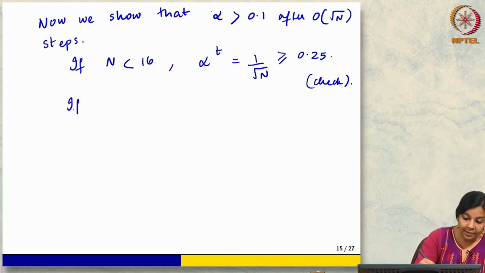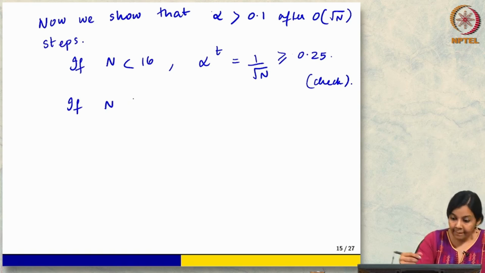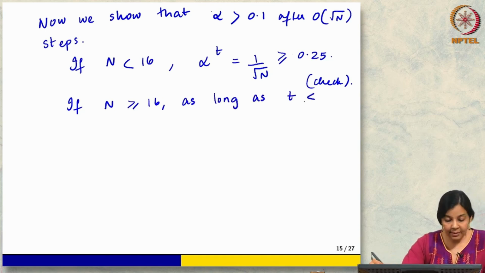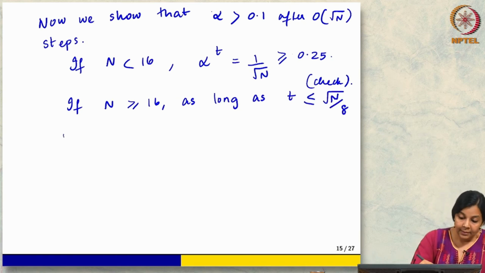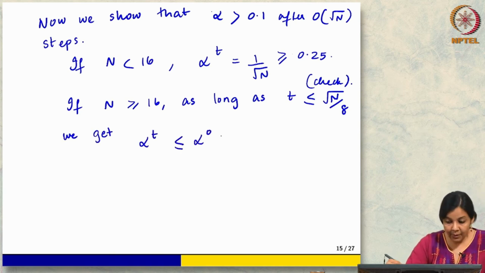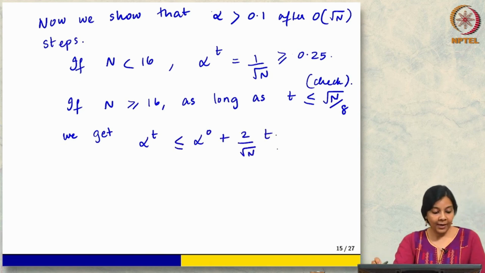Now, if n is greater than or equal to 16, as long as t is greater than square root n over 8, we are going to get alpha t is less than or equal to alpha 0 plus 2 over square root n times t. Can you tell me why we get this?